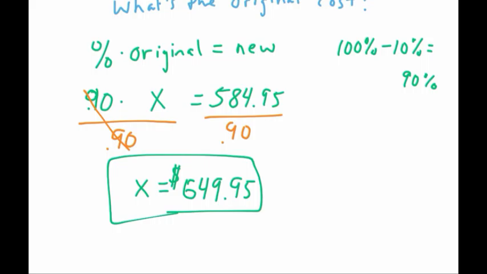So that's it for this section. You have the 3 different examples. One where you're trying to find the new amount, one where you're trying to find the percent, and this third example where you're trying to find the original. If you can do all 3 of those, you should be able to rock all the questions from this section. Let me know if you have questions.